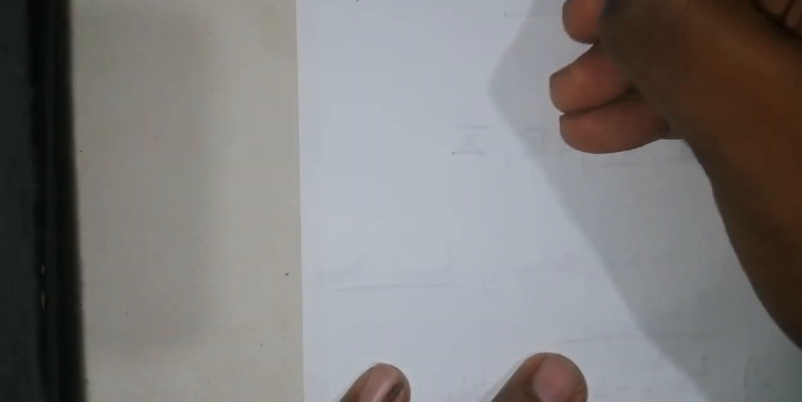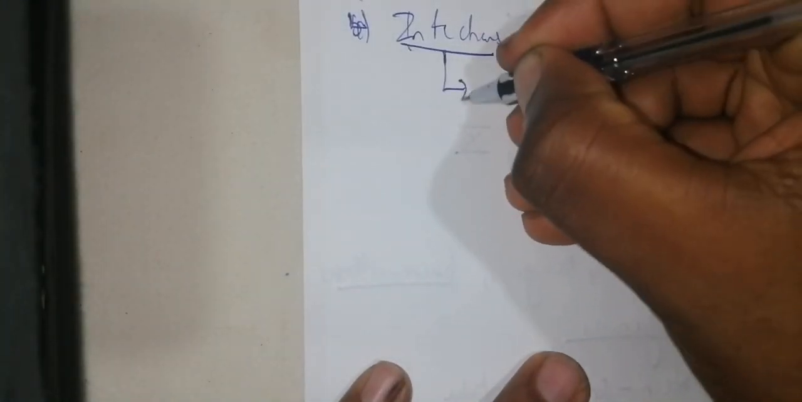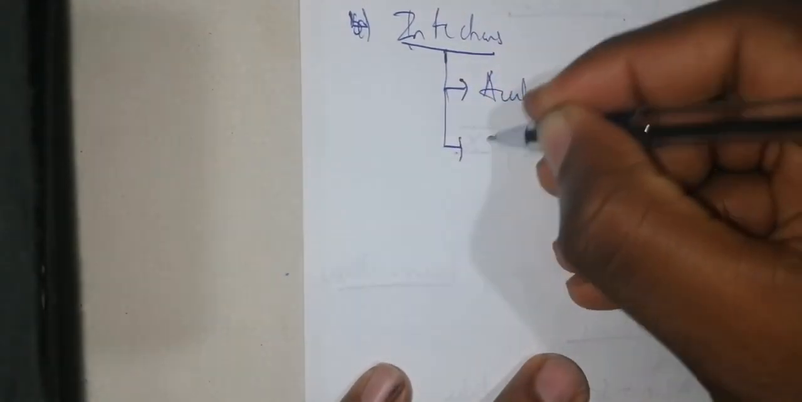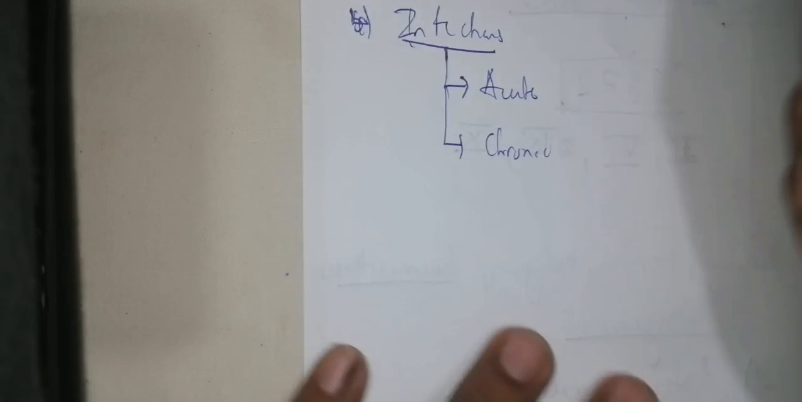Apart from chronic diseases, is it clear? The fourth group that we are going to have is infections. Let's just put it as infections. Infection groups. On the infection groups, we have two major types: we can have acute infection or chronic infection. Is it clear?